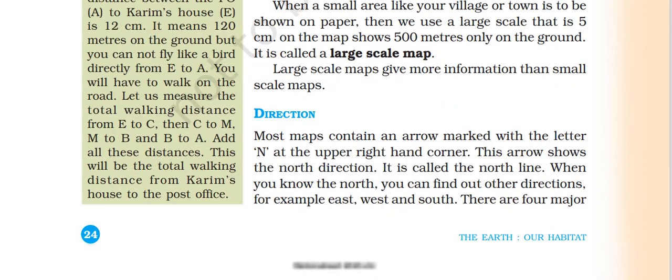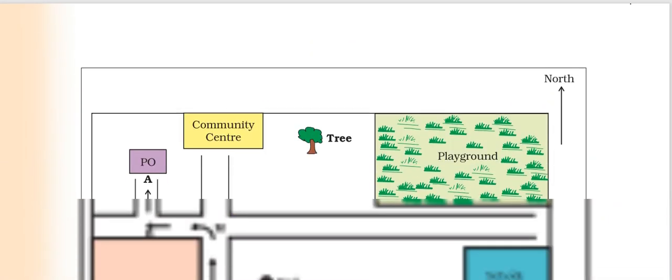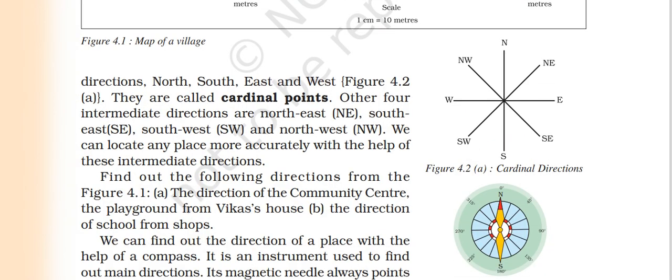Most maps contain an arrow marked with the letter N at the upper right hand corner. This arrow shows the north direction. It is called the north line. When you know the north, you can find out the other directions, for example east and west. The four major directions are north, south, east, and west. They are called the cardinal points. Other intermediate directions are northeast, southeast, southwest, and northwest.